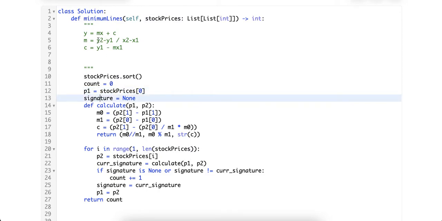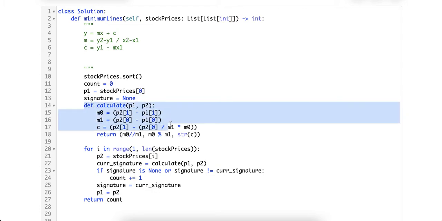In order to calculate M, in order to have this formula, we always need two data points, because the slope can only be calculated if we have two data points. So this is the P1. The signature here is basically about the M and the C. This is a function to calculate what is meant by the signature. It is basically calculating the numerator and denominator. If you notice, the first index is y and the 0 is the x coordinate, right?